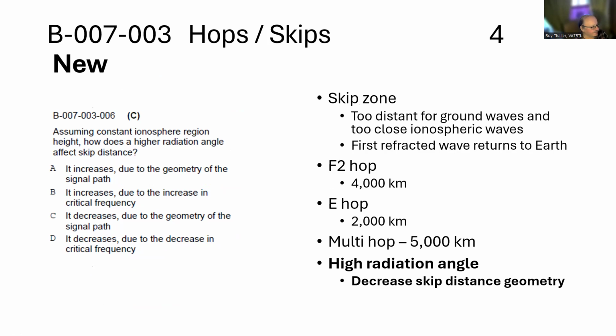Here's a new question. Assuming constant ionospheric region height, how does a higher radiation angle affect skip distance? So it decreases due to the geometry of the signal path. So C is the correct answer. So here you're looking at the takeoff angle of the antenna. If the takeoff angle decreases, it affects the skip distance by decreasing it.